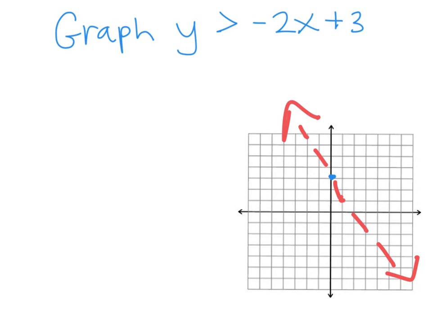And then with inequalities, we always have to shade. So this time we have a greater than sign. So put your pencil on the line. This time we're going to shade on the top side of the line. And that's what your answer would look like.